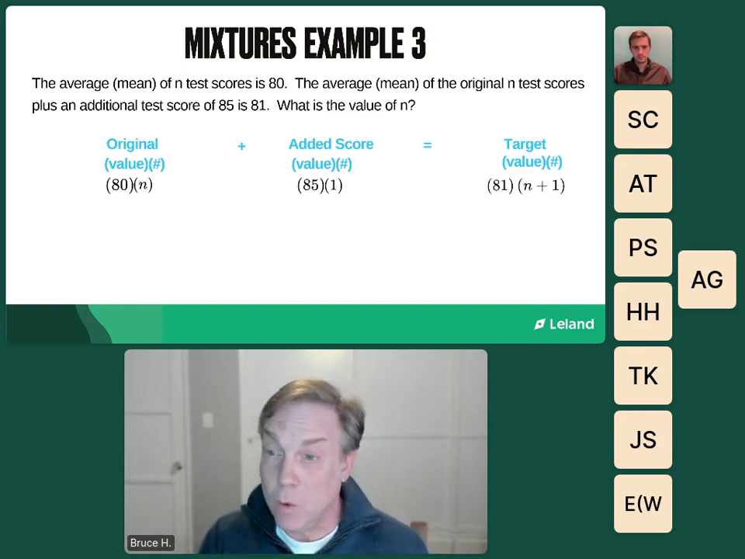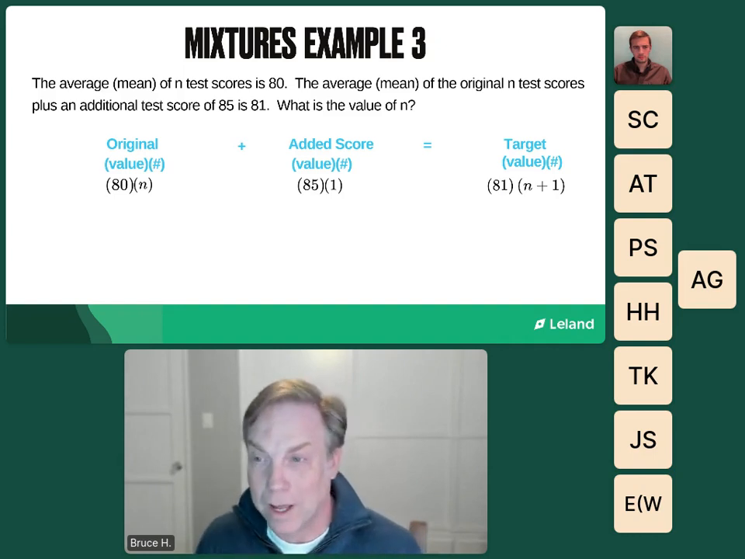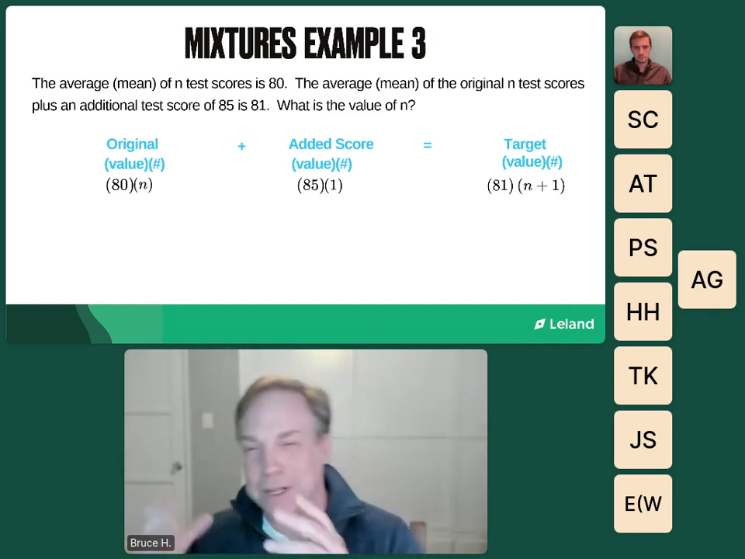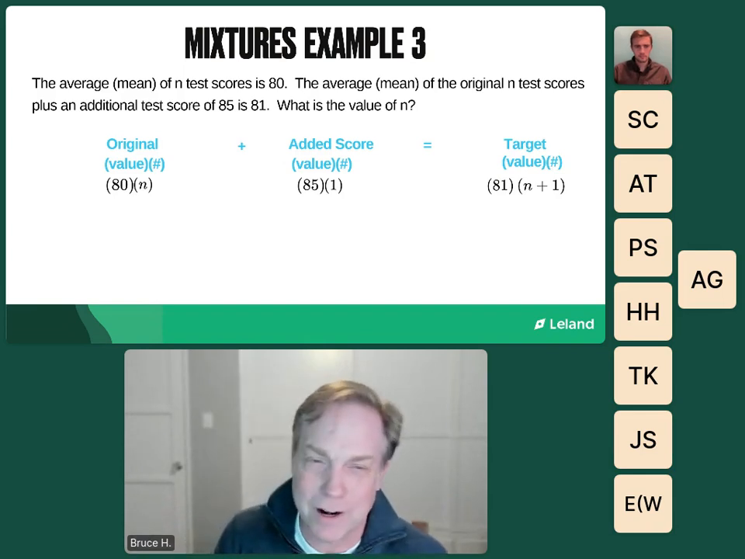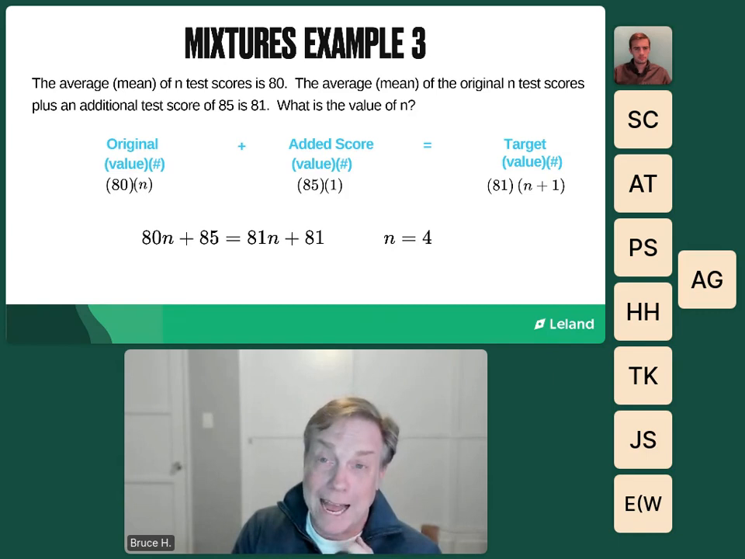And what was the target? Well, it was 81. And how many total test scores are we going to have? Well, N plus 1 is the total number of test scores we have, because the original number plus the added number always has to equal the target number. Now it's just math. And you find pretty quickly that N equals 4, and that is mixtures.